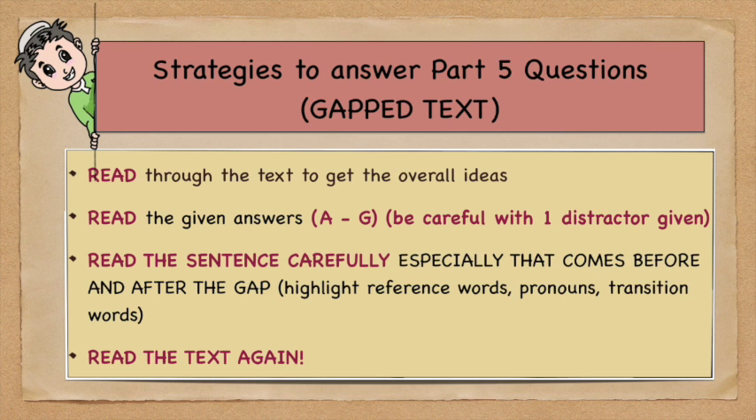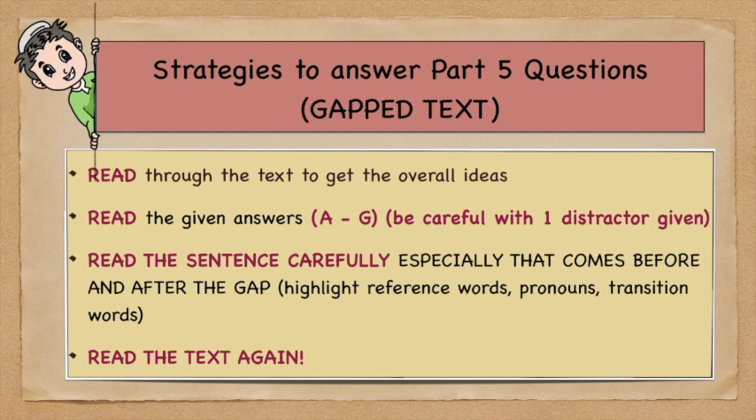The second strategy is you need to read the given answers, which are A to G. And you need to remember that there will be one option that you will not select, and we call it a distractor.